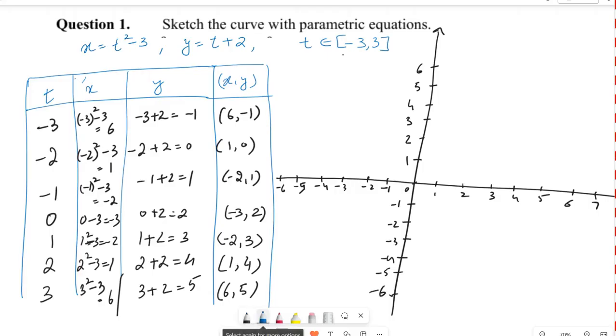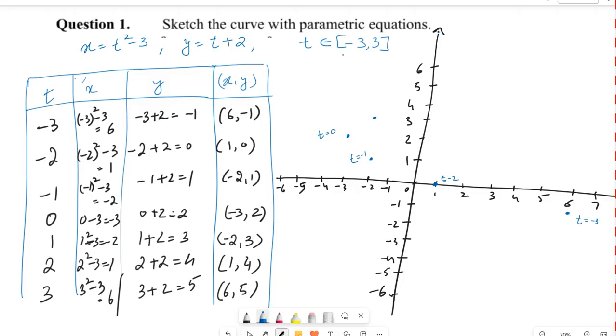The first point is (6, -1). X is 6, y is -1, so the point is here. Then (1, 0): x is 1, y is 0. Also note down that this is t equals -3, and this is t equals -2. Then (-2, 1), so this is your point, and t is -1 here. Then we have (-3, 2), and t is 0 here.